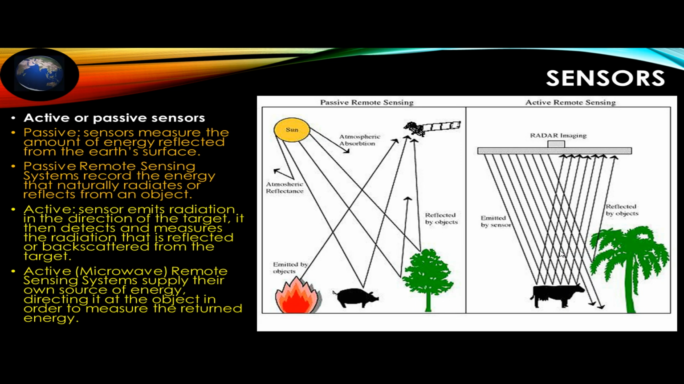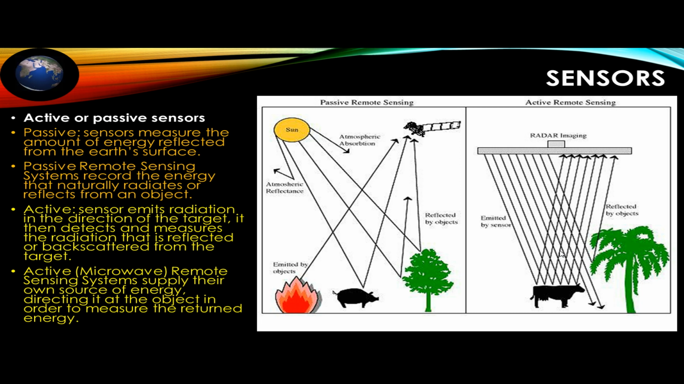So for the active or passive remote sensors, if you see here, the sun is radiating the electromagnetic radiation and sensors are capturing the reflected radiation. Passive sensors measure the amount of energy reflected from the earth's surface. A passive remote sensing system records the energy that naturally radiates or reflects from the object.